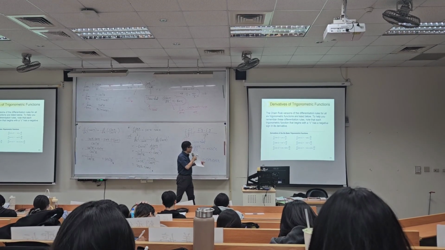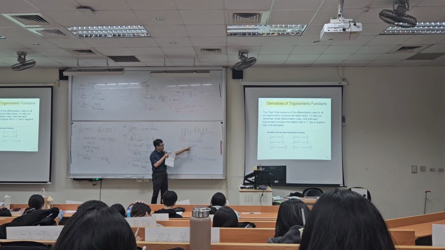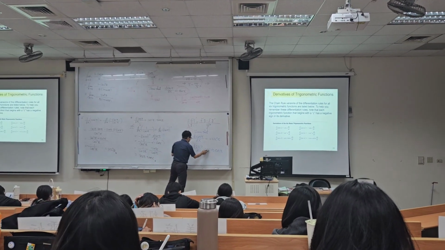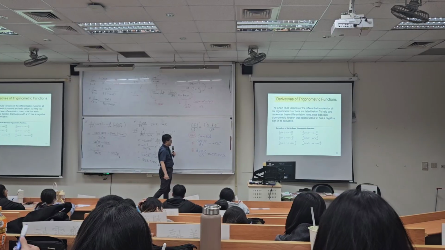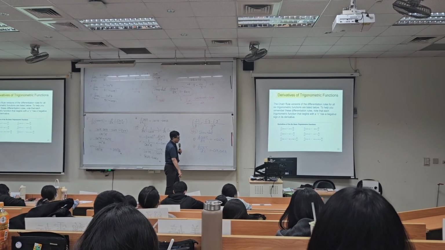Okay, so you need to just try to figure out the derivative of cotangent, minus cosecant square, and also the derivative of cosecant, which will be minus cosecant multiplied by cotangent.